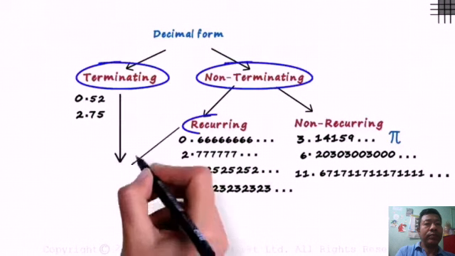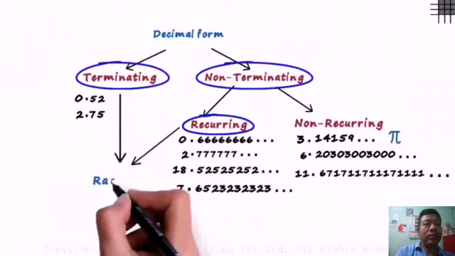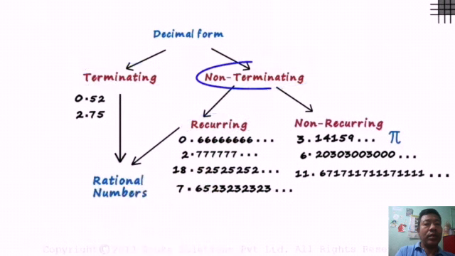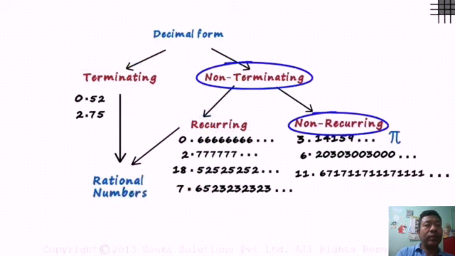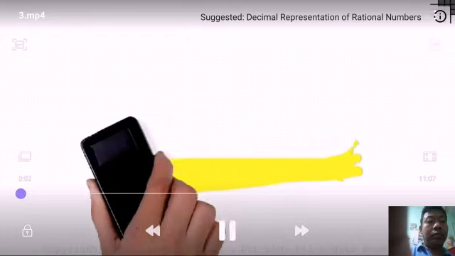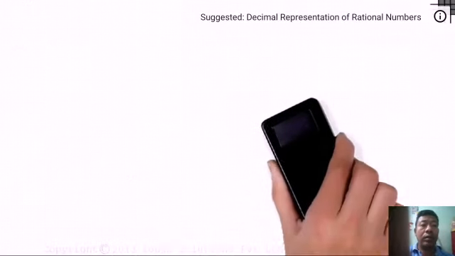Now, non-terminating, recurring decimals are always rational numbers, whereas non-terminating, non-recurring decimals are always irrational numbers. Let us see further. Let us see the rational numbers.